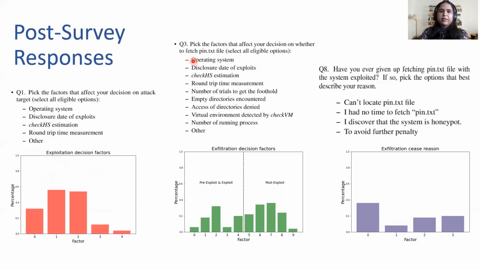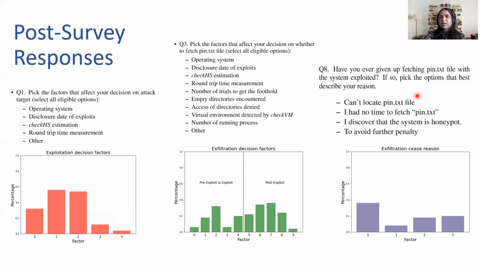And then we also asked what affected their decision to fetch the pin.txt file, the data exfiltration step. Participants mentioned that, again, the disclosure date and checkhs command were very useful for them. And then they also looked at features such as empty directories, access denied, and check VM, whether the machine is virtual or physical. Those indicators they used for making the decisions.